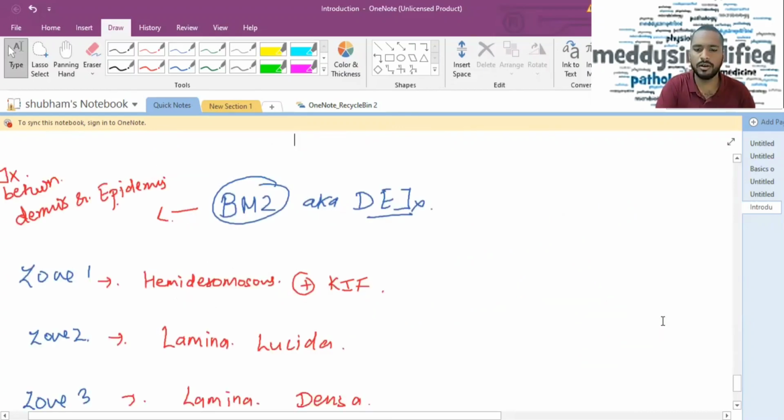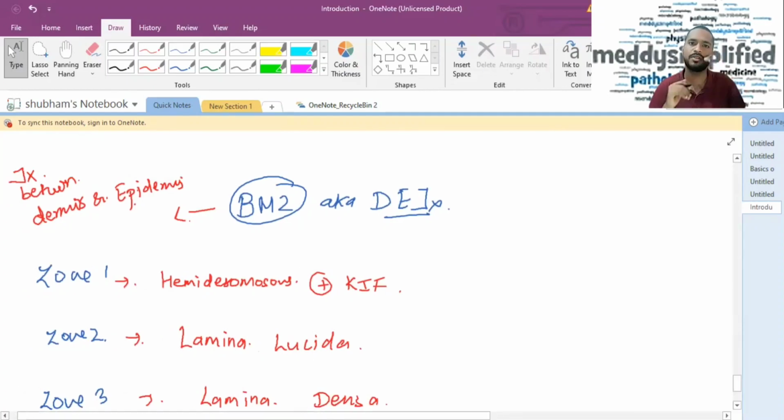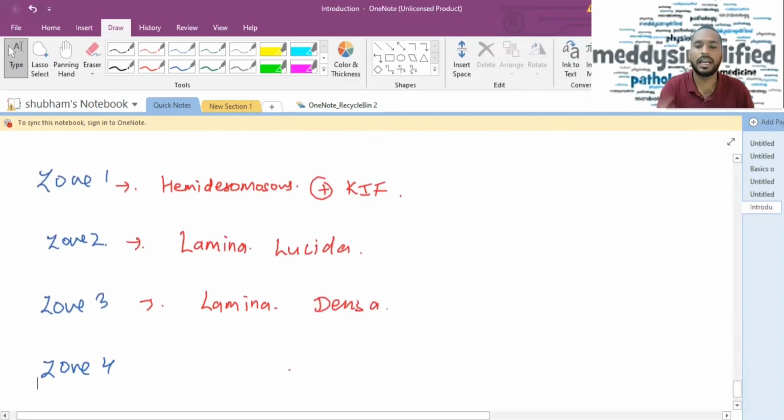Now we will talk about the basement membrane zone, that is the dermo-epidermal junction. It is the junction between the dermis and epidermis. It consists of 4 layers, 4 zones, I will say. Zone 1 consists of hemidesmosome plus KIF, that is keratin intermediate filament. Zone 2 is lamina lucida, zone 3 is lamina densa, and zone 4 is made up of sublamina densa.